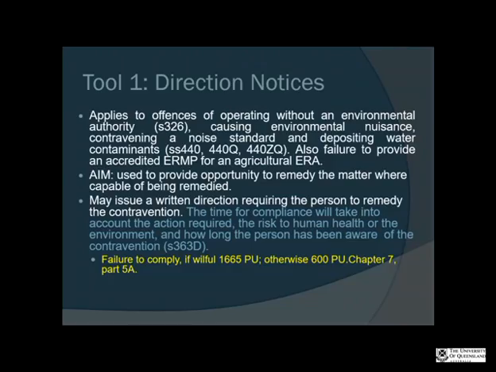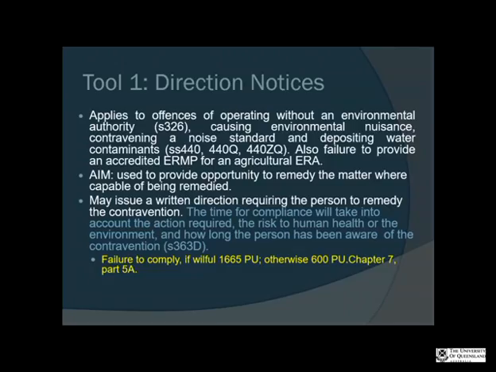So one of the tools that the department uses is this idea of direction notices. So things like they are operating without an environmental authority. If they're causing an environmental nuisance, or they're contravening a noise standard, depositing water contaminants, so on and so forth, you're going to find that the ability to issue a direction notice is a very convenient tool for the department. So the aim of the tool, so you can see in the middle of the slide here, the aim is it's used to provide an opportunity to remedy the matter where it's capable of being remedied. Okay, so this is the sort of thing where you can say to them, okay, we want you to stop causing the environmental nuisance.